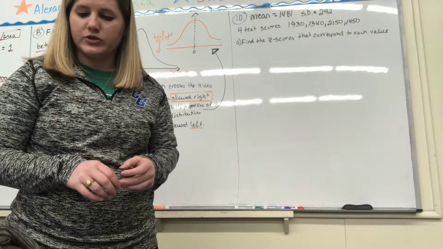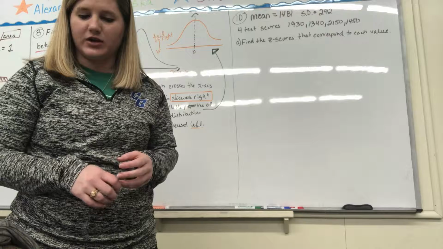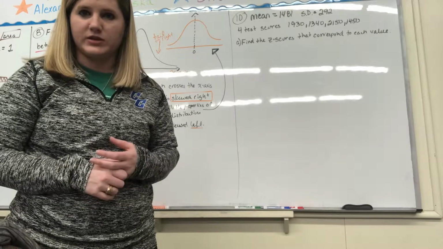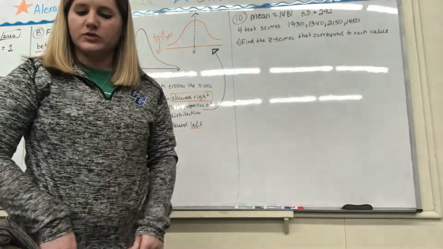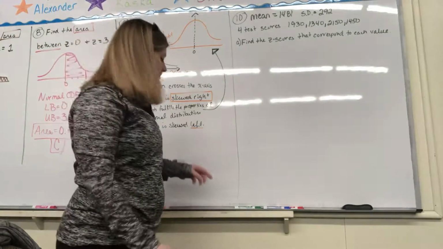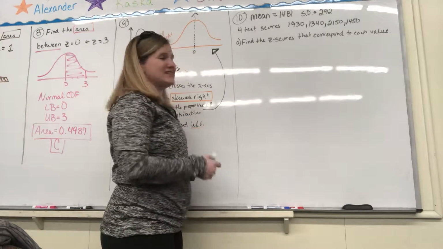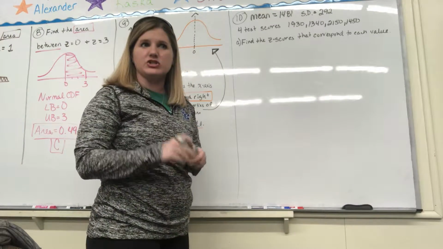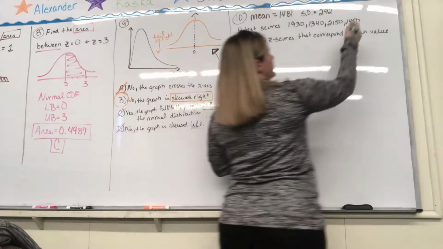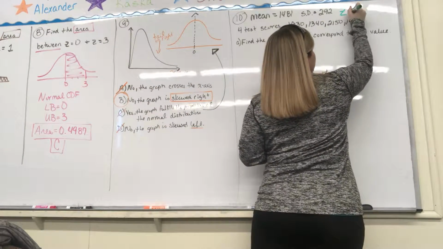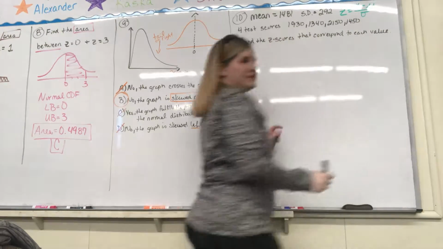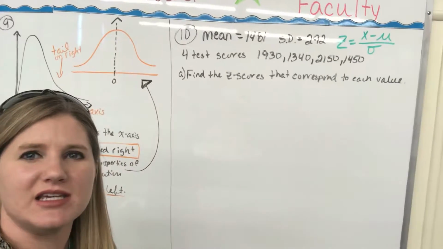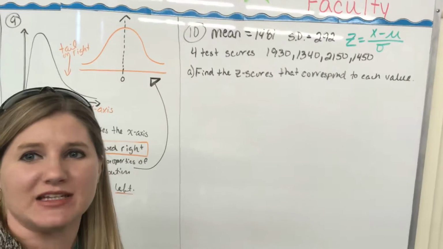The test scores of 4 students selected at random are 1930, 1340, 2150, and 1450. Part A, find the z-scores that correspond to each value. Our formula to find a z-score, and this should be provided for you, but it's really good to know, is z equals x minus mu divided by sigma.